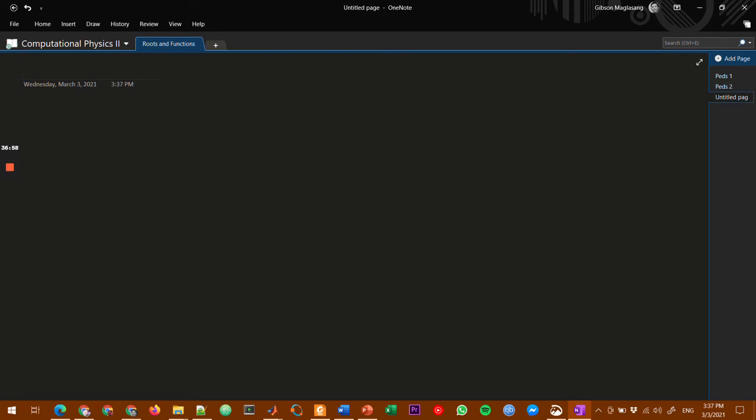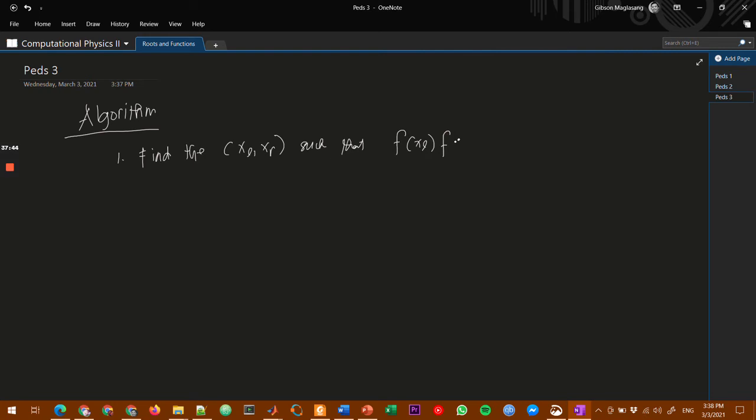So, first, we have to construct our algorithm. So our algorithm is this. Find the xl and xr interval such that ang iyahang product sa katong f of xl and f of x sub r is less than 0. Okay?